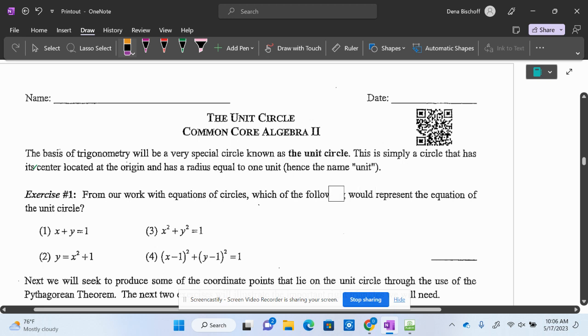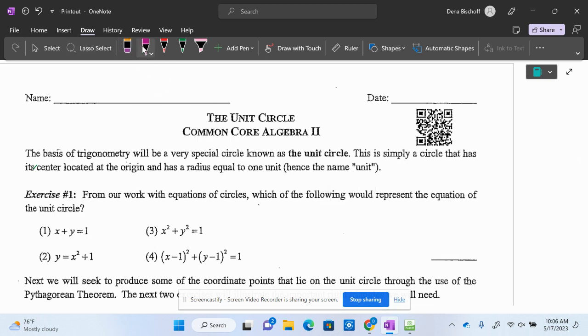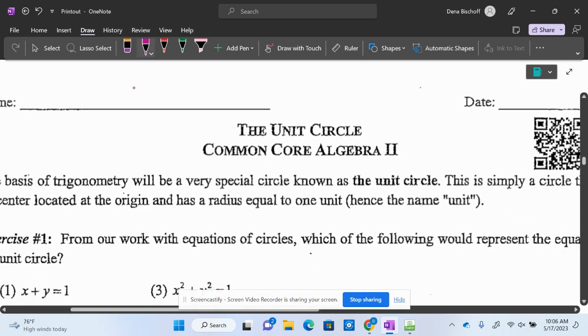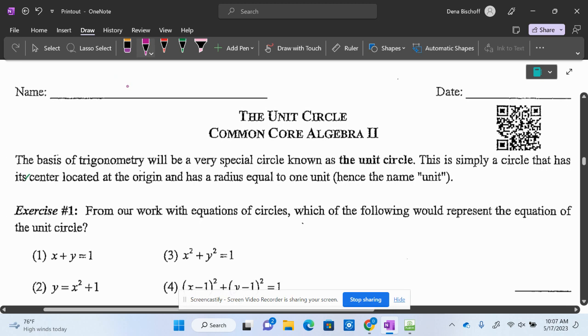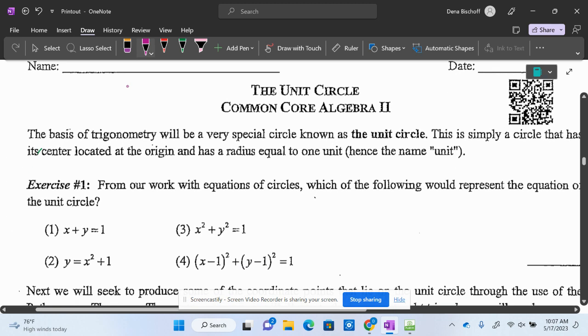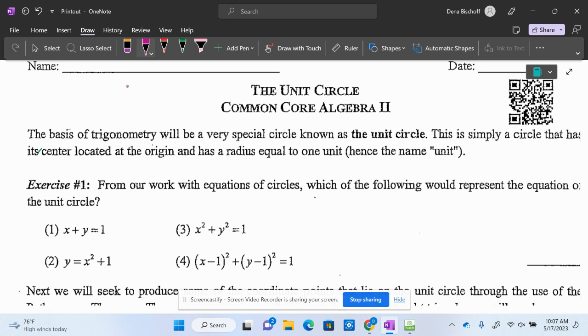All right, so today's lesson is over the unit circle. Now, we actually did the unit circle last Friday. We did some practice with the unit circle last Friday, and we talked about radians, right? We used the unit circle and marked up some radians. So today we're going to talk about the unit circle in terms of its basis for trigonometry.